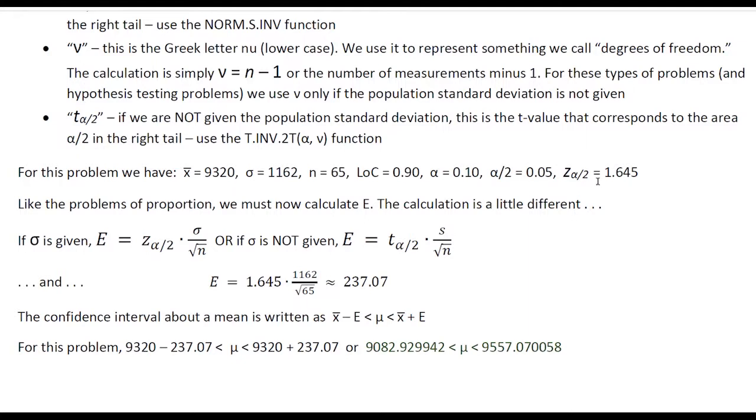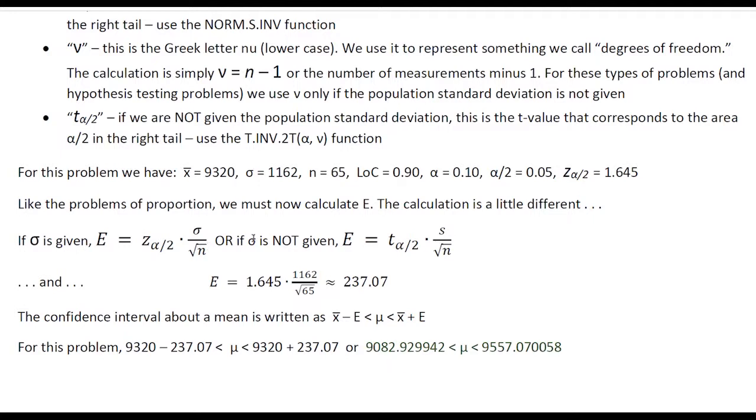And I'll tell you Z sub alpha over 2 in a case like this is 1.645. The E formula, if sigma is given, will be E equals Z sub alpha over 2 times sigma over the square root of n. A pretty simple one.